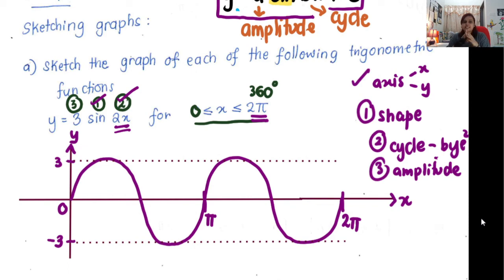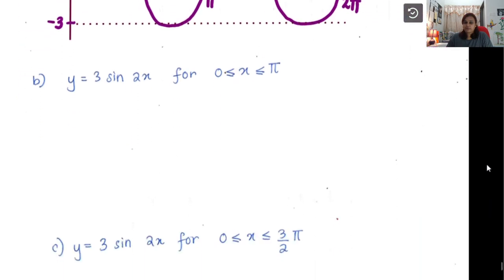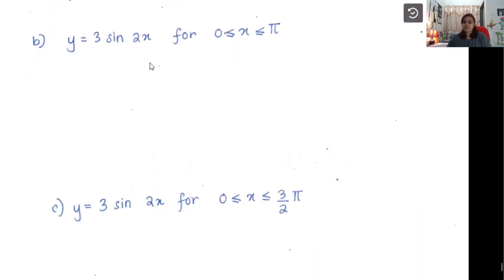I'll also suggest you rewatch for you guys to understand this well. Okay, I'm going to go to the next one. y equals 3 sine 2x.